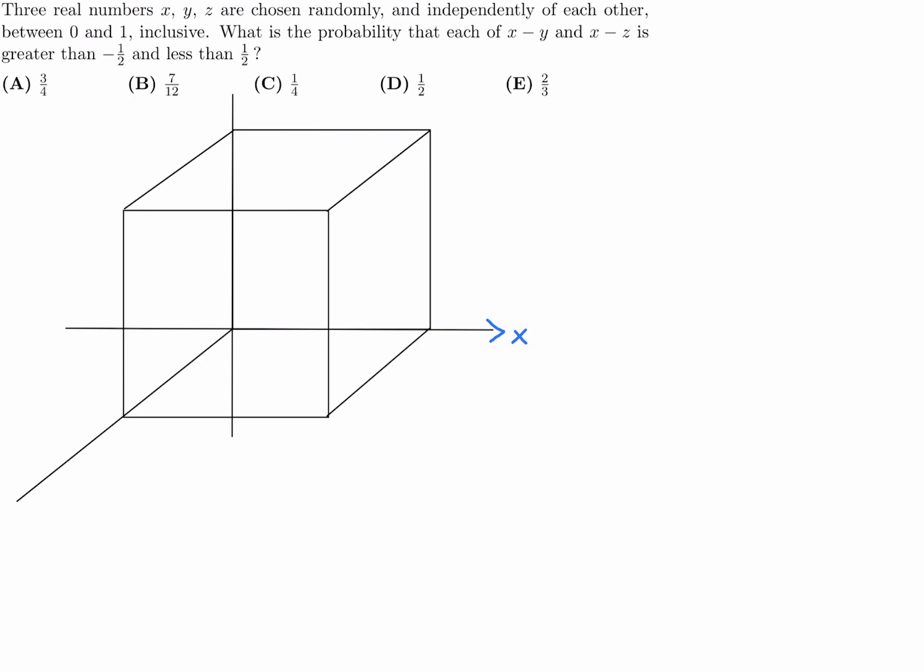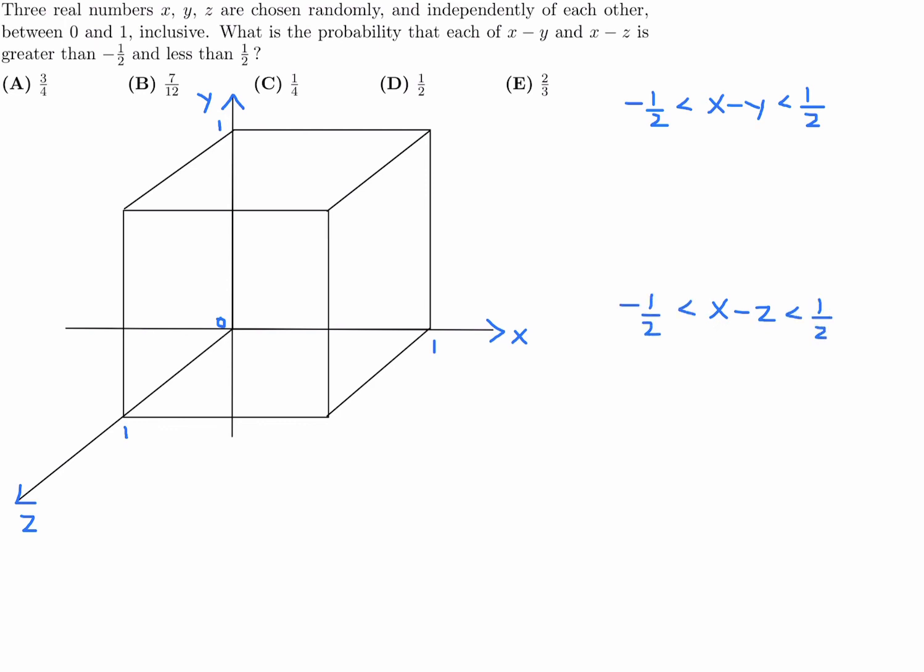This is, of course, the x-axis, and this is the y-axis, and this is the z-axis. Our boundaries, of course, are 0 to 1 for everything, so that's 0 to 1. This is obviously 0. Here's 1, and here's 1. Now we take into consideration our restrictions or conditions. So the first one is that x minus y is between -1/2 and 1/2. And the second one is that x minus z is between 1/2 and -1/2.